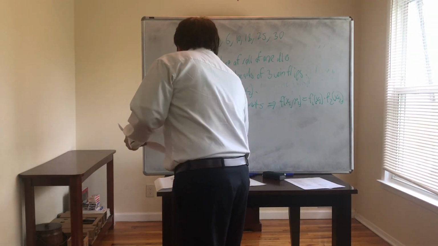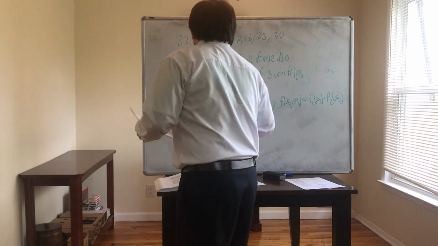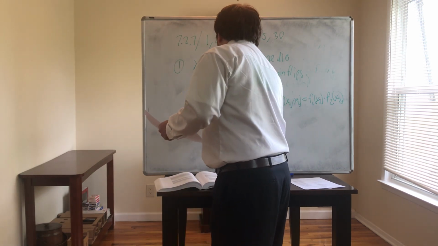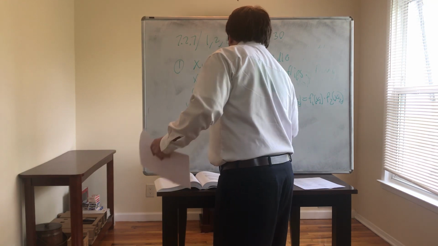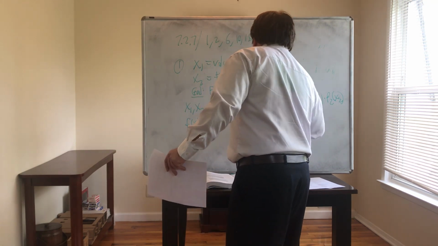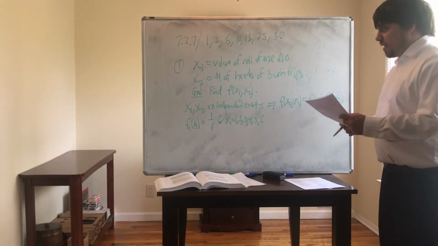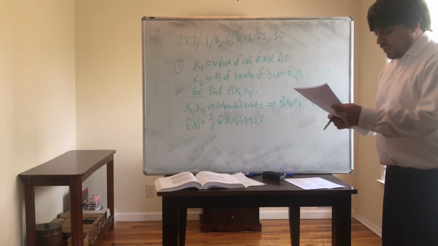Okay, so f sub 1 of x1 is just the probability of each roll of the die. That's 1/6 for every possible roll of the die, which is for x1 equals 1, 2, 3, 4, 5, 6. The probability of any roll of the die is 1/6. So f sub 1 of x1 is 1/6 for x1 from 1 to 6.